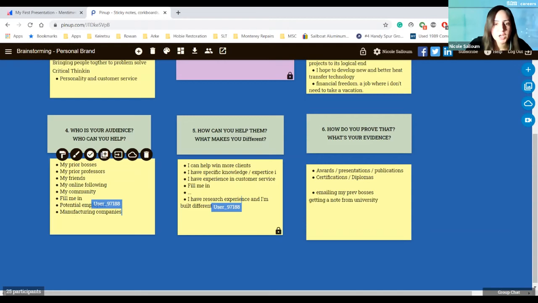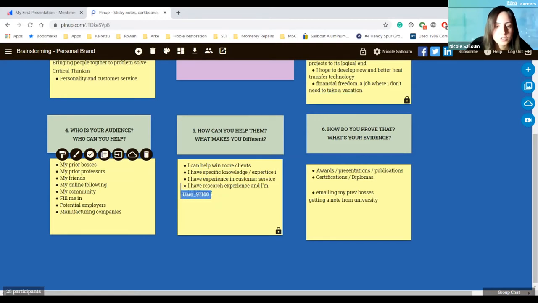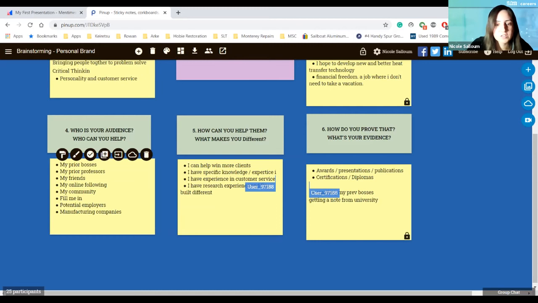So, okay, how can you help them? You can help win more clients. This is what employers are really looking for. If you know how to get them more money and let them make more money, this is your big win. I have specific knowledge and expertise and customer service. That's also great. Customers first. I have research experience.